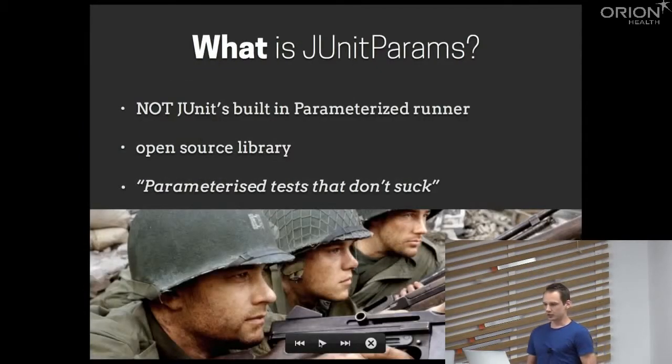So what is this JUnit Params? It's an open source library which allows you to write parameterized tests easily and run them with JUnit. Some of you may have already been using JUnit's built-in parameterized runner. Most of them, I guess, were irritated or frustrated by its limitations. I see some nods, yeah. So you'll be glad to hear that JUnit Params is not like that, and it doesn't have those limitations. It really allows you to write parameterized tests that don't suck.